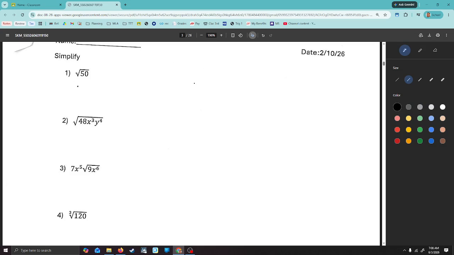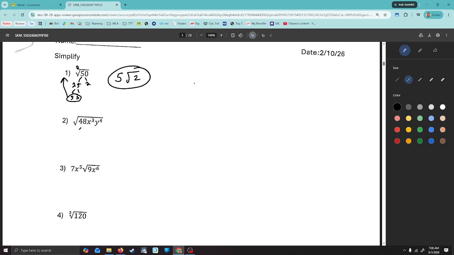Alright, let's start this up. Square root of 50, we want to break down. Because this is a square root, it's divisible by 2, so I need a 2 of a kind. 25 and 2, 5 and 5. Because I have a pair of 5s, that goes to the outside, so it's 5 root 2.